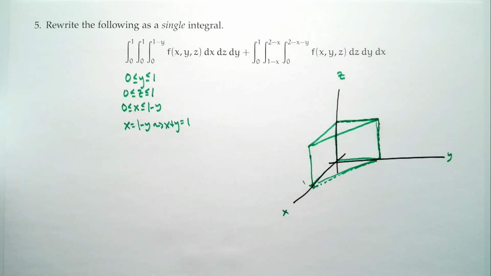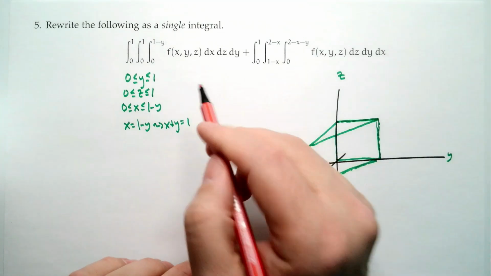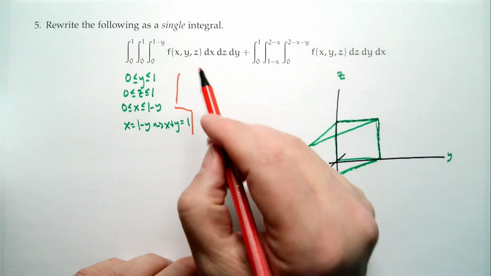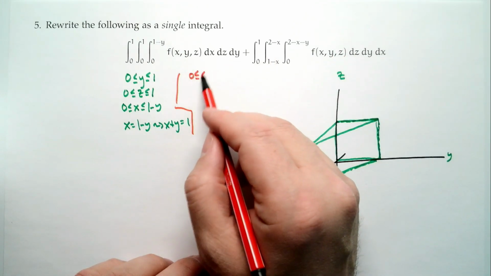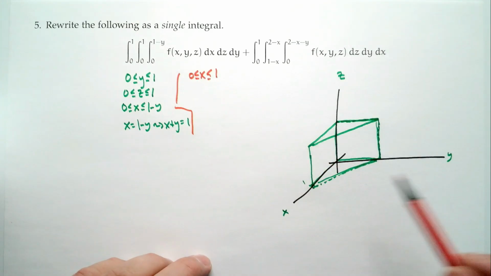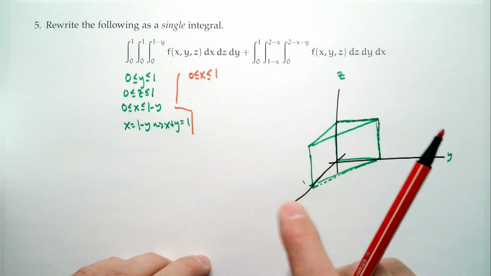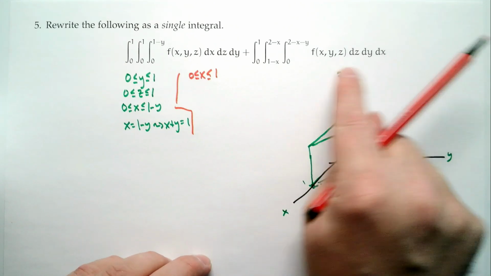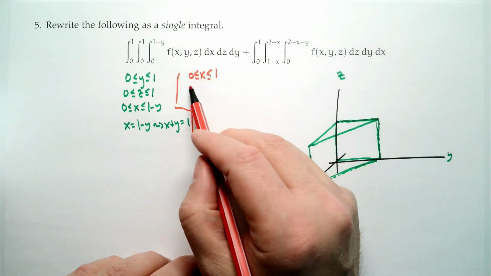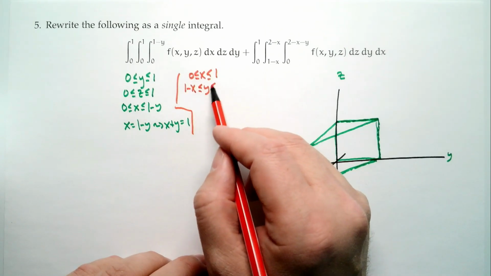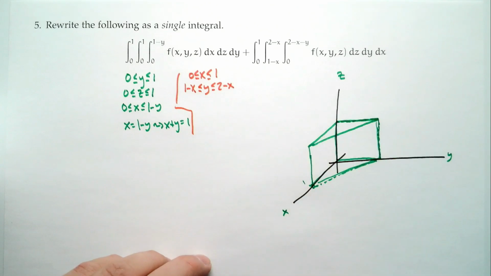Okay, now let's go to the second integral. So for the second integral, let's read off what that one says. Well, again, outside says 0 less than or equal to x, less than or equal to 1. So we're only going from 0 to 1 for x. That's good, because that's where the first one goes between. That's a good sign. Y goes from 1 minus x to 2 minus x. So 1 minus x less than or equal to y, less than or equal to 2 minus x.